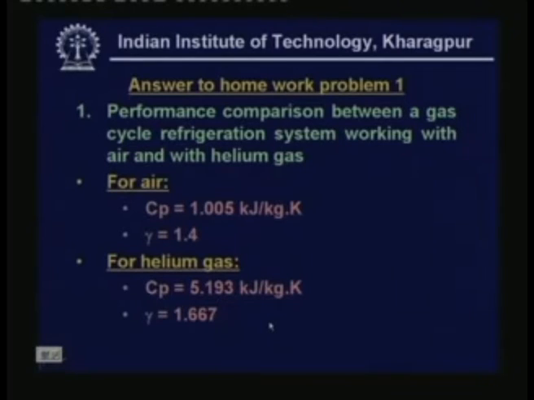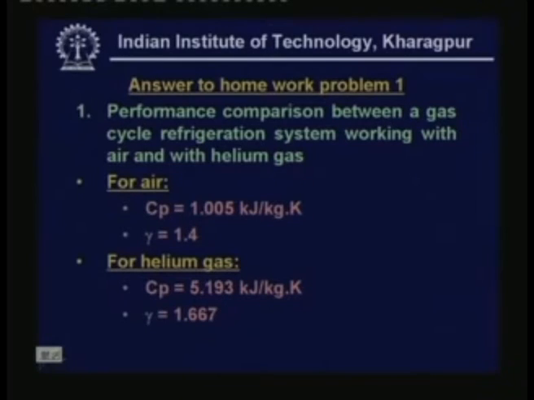The first problem, if you remember, was a problem on a gas cycle refrigerant system, and I have worked out a system working with air as a working fluid. I asked you to rework the problem by replacing air with helium gas. The only difference between these two is their properties, because the rest of the temperatures and pressures are the same for both the systems. So, what are the differences in properties?